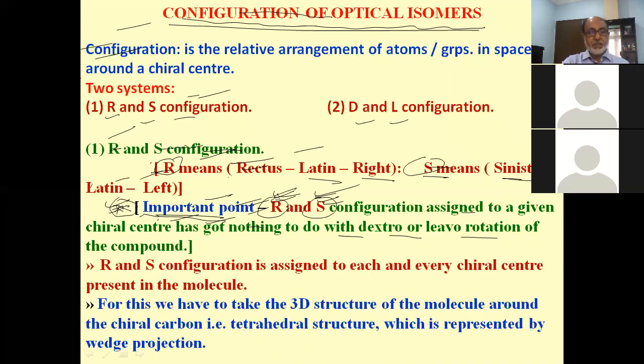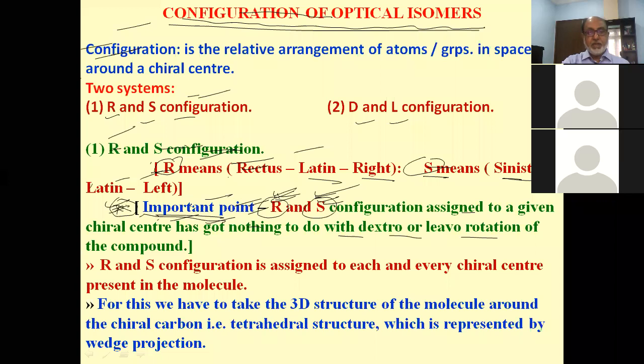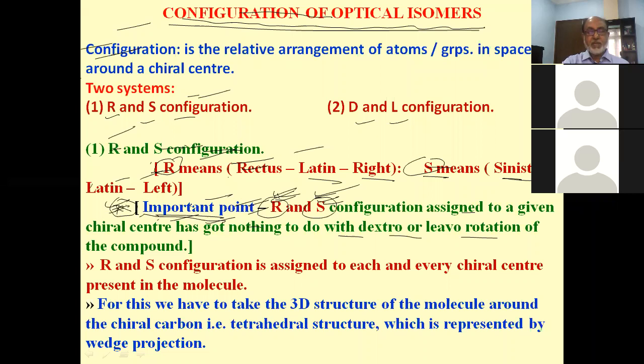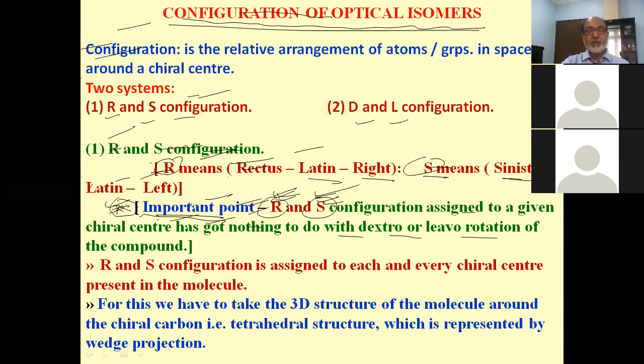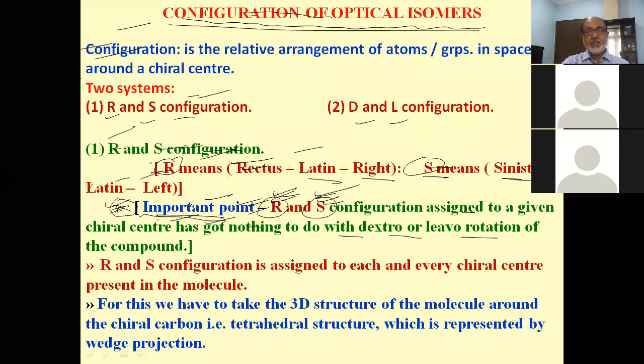Now you know R and S configuration is assigned to each and every chiral center present in the molecule. Suppose there are three chiral centers in the molecule, then all three will get their own R or S. It is not that the whole molecule is given one R or S. No, every chiral center is given its own R or S. You know this one or not? Yes, sir. We know. Okay. All right.